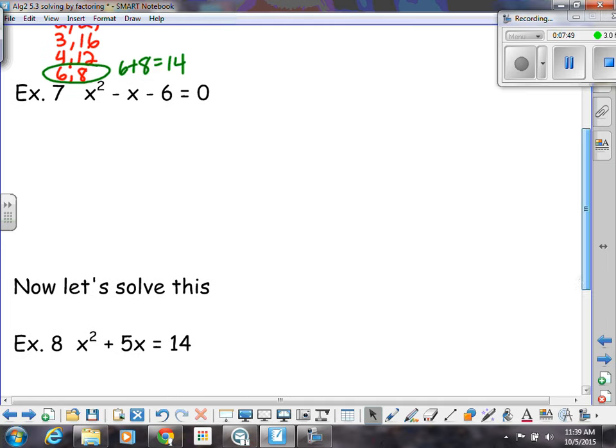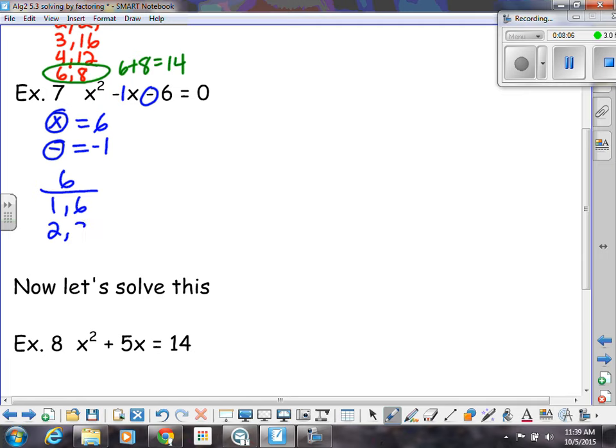Let's do example 7. So we need two numbers that multiply to equal 6. And this time they're going to subtract to equal, what number is this? This is negative 1. So I need factors of 6. So that's 1 and 6 and 2 and 3. Which ones subtract to equal 1? Well, that's this pair.